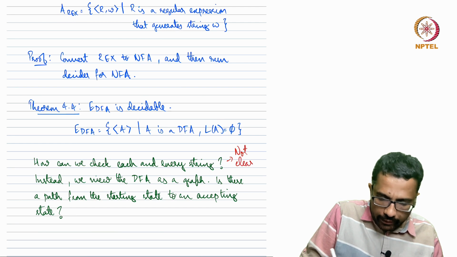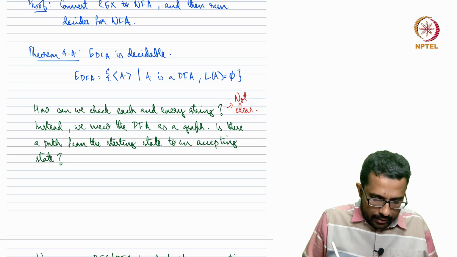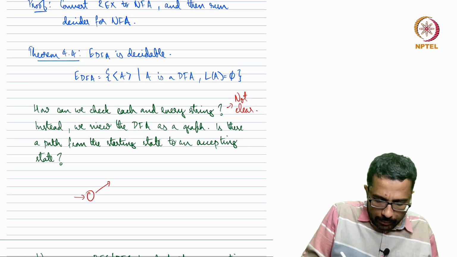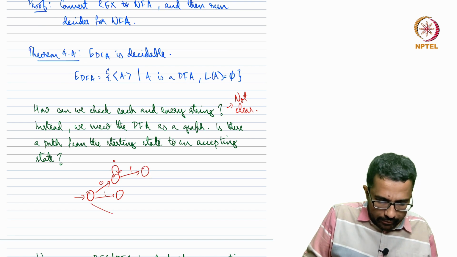So we try a different approach. See, you have a starting state in the DFA. And maybe there are some transitions, let's say 0, maybe 1 takes you somewhere, maybe again 0, maybe a self loop, 1 may be taking you somewhere else, and so on.